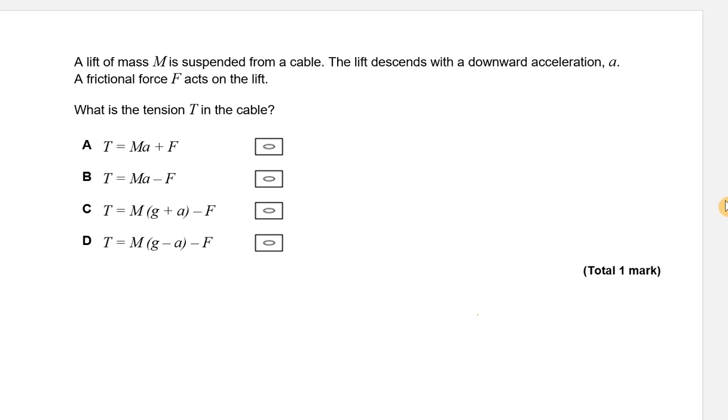Hello, another AQA A-level Physics multi-choice question on the mechanics topic. If you want to try to answer the question yourself, pause the video now.